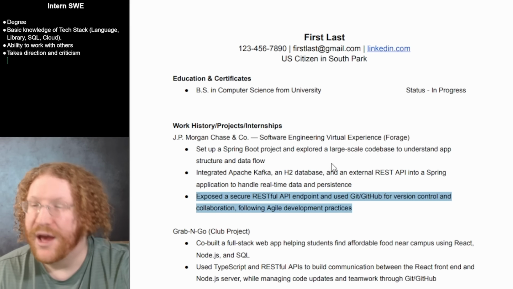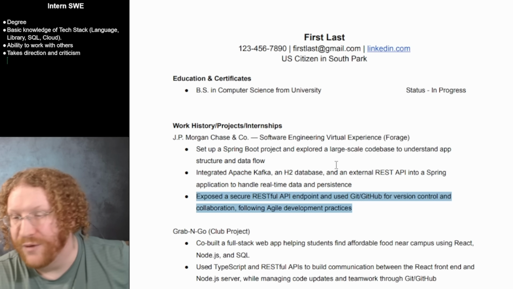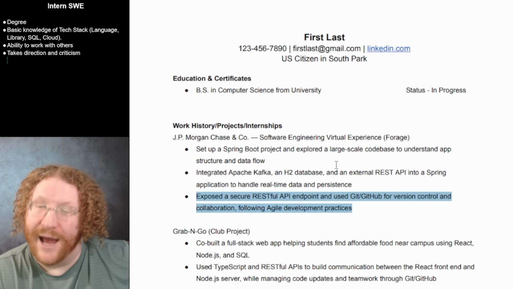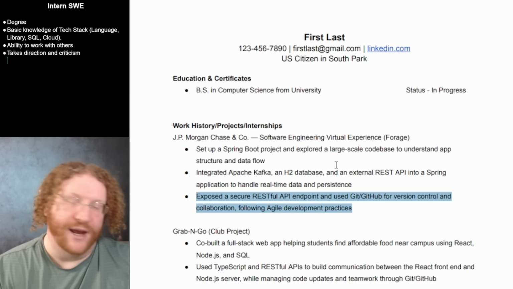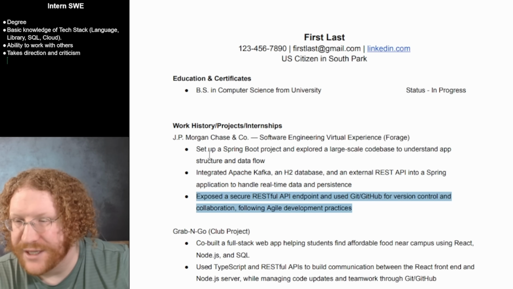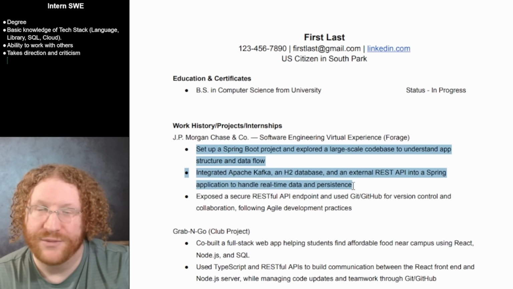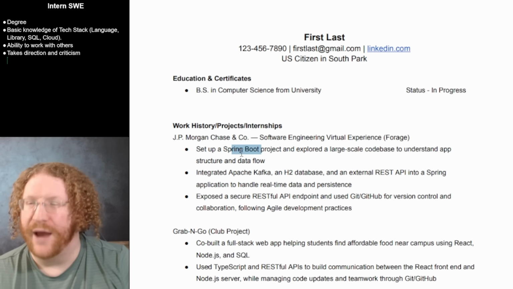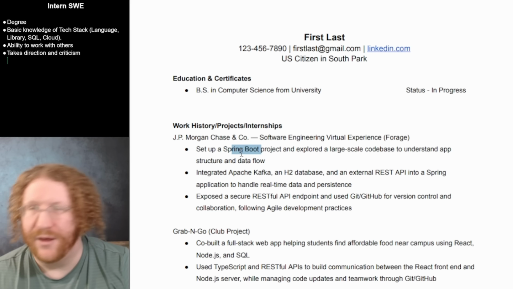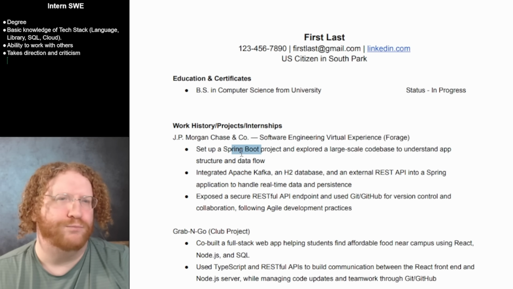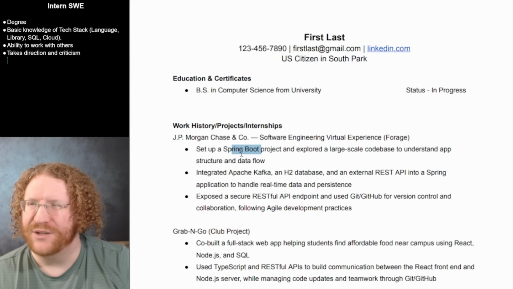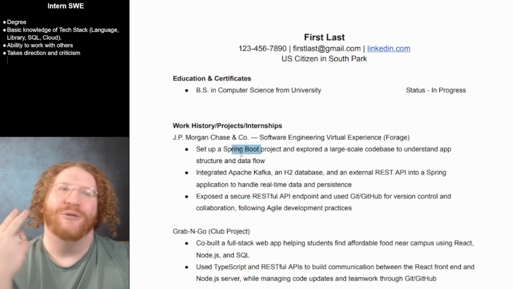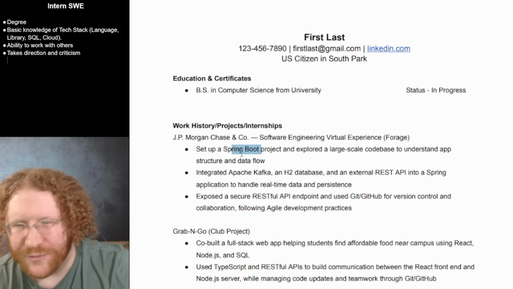It's a little too technical. I would rather you say created a secure RESTful API endpoint using Git, GitHub for version controls, and collaborated in an agile environment, right? It's still a little bit too long. The problem with this is I'm not necessarily sure I care about some of this stuff. Like Spring Boot is good, but I really want at least a back-end or a front-end language. Like I want to see JavaScript or Java or Python or C. There we go. Brain.